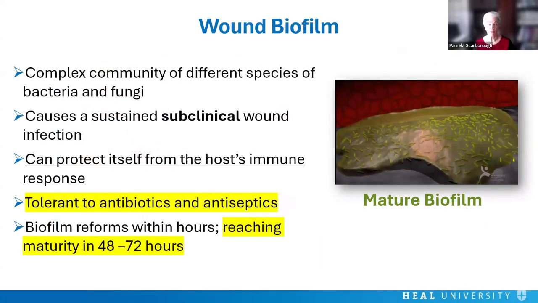We start with the body. And we think wound biofilm. In the last 15 years, the whole construct for infection has changed and moved to the biofilm theory. This is considered to be a complex community of different species of bacteria and fungi, which causes subclinical wound infection. We're going to talk about covert and overt, and then systemic wound infections. You must learn what covert and overt look like and how they behave, because that's where you start your topical antimicrobials. You want to know that this biofilm can protect itself from the host immune response. It's tolerant to antibiotics and antiseptics, and this biofilm reforms.